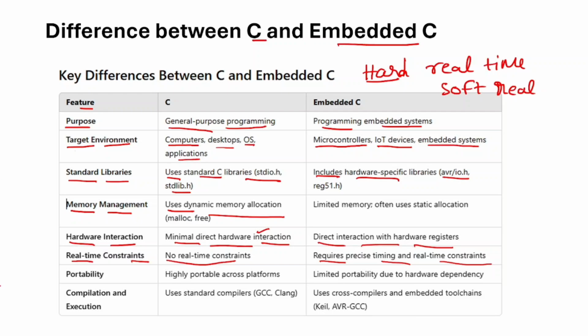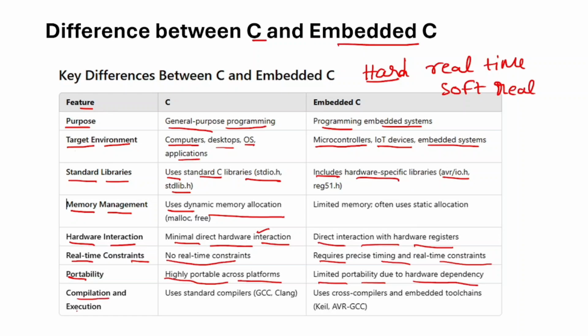Okay. Next one is portability. Here, normal C is highly portable across platforms. You know, a normal C program will not depend on the hardware. That's why it will run on any laptop, any computer. But in embedded C, see, there is limited portability due to hardware dependency. Actually, embedded C depends on hardware. That's why the portability is less.